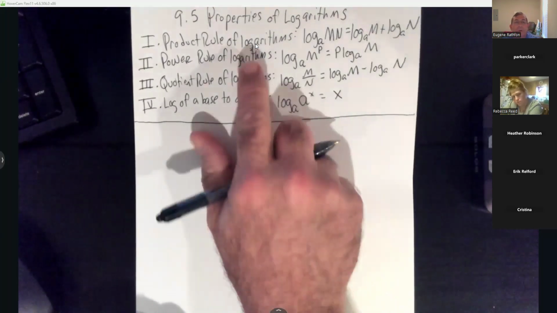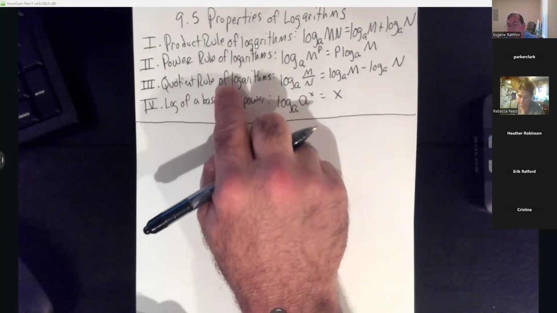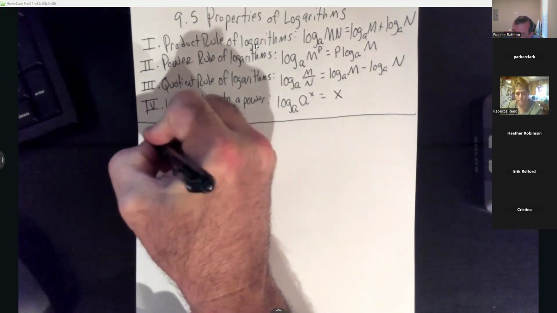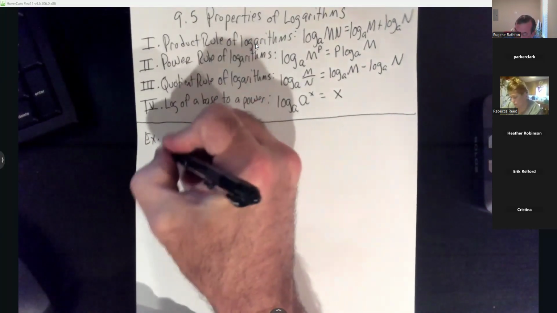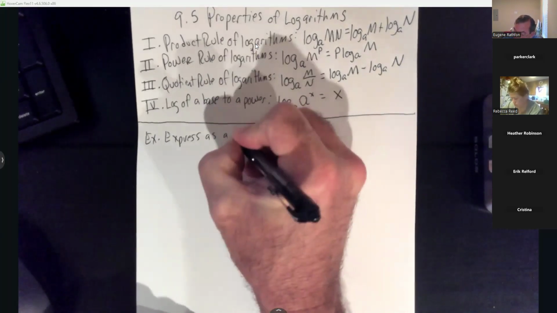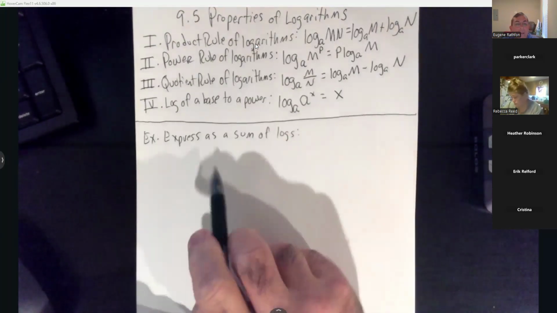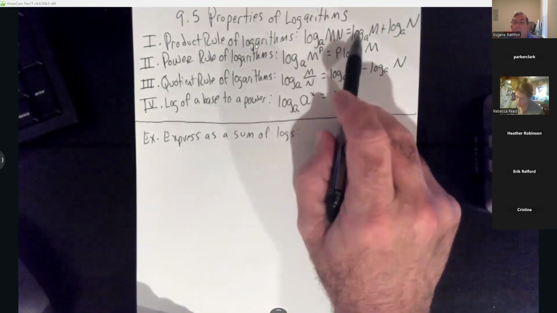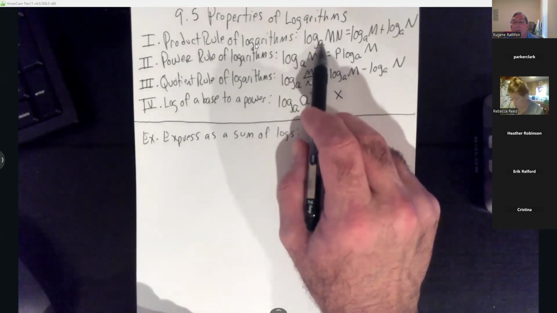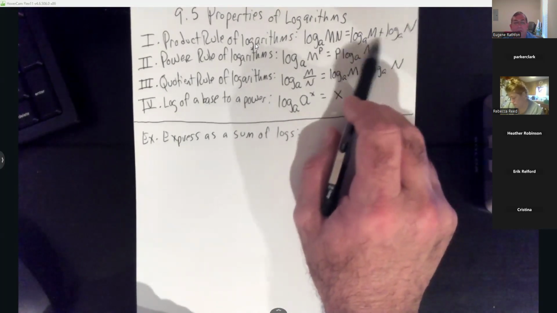So y'all, I'm going to start doing 2 examples, and then 2 examples, and then 2 examples, okay, of the logarithm properties. So the first one we'll look at wants us to express as a sum of logarithms. So express as a sum of logs. Well, the one that expresses things as a sum was your product rule. So they're going to give me a product, and I'm going to rewrite the product as a sum of logarithms.